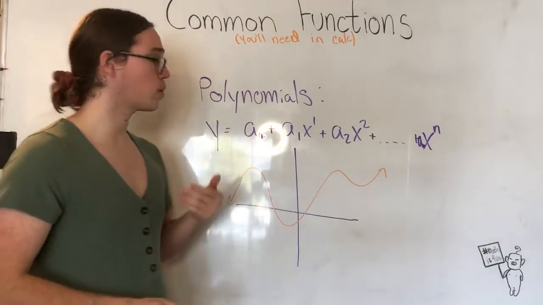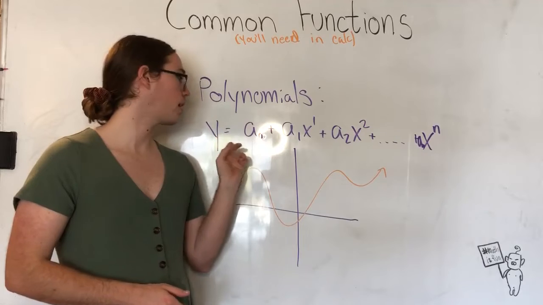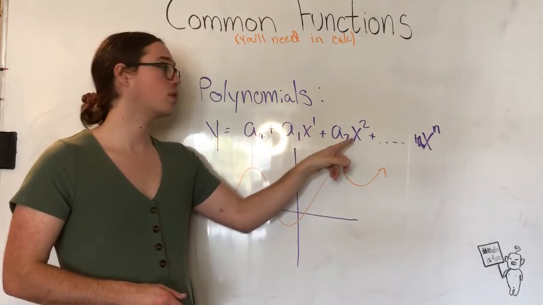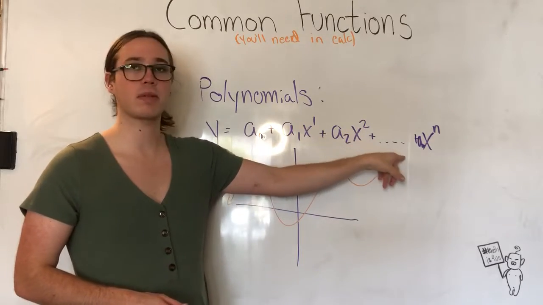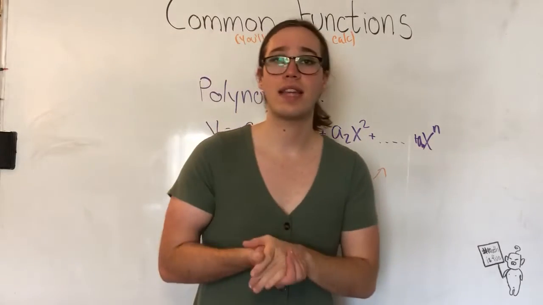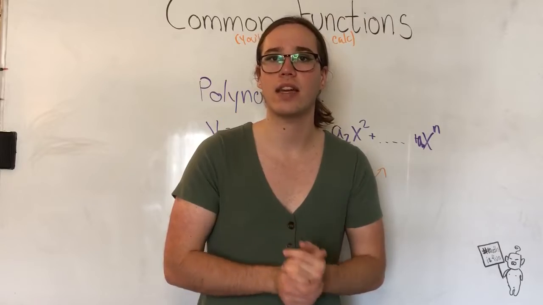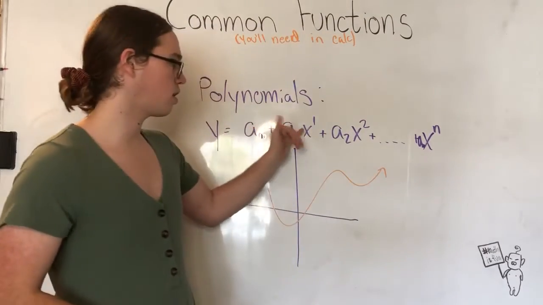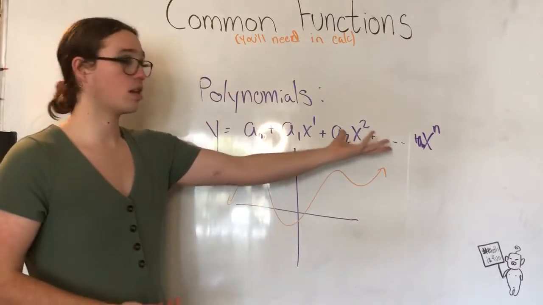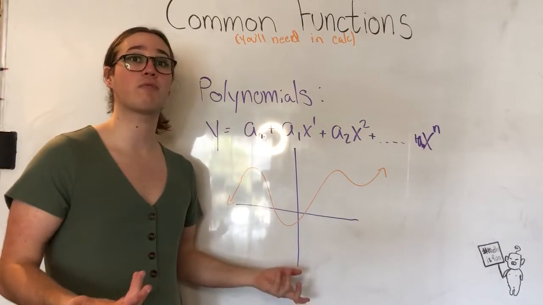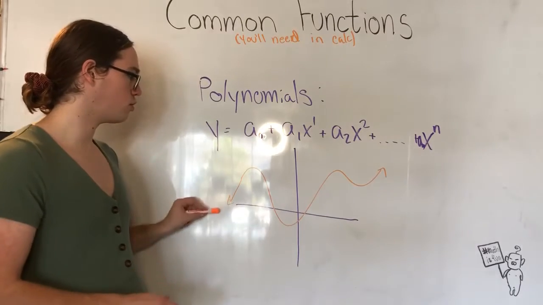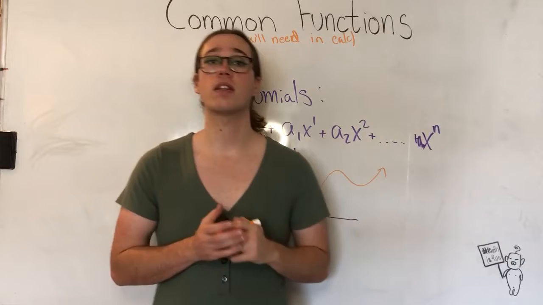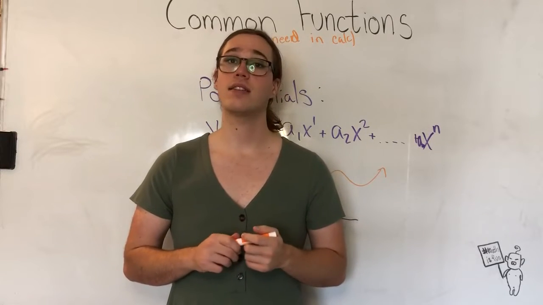So polynomials are of the form y equals a naught plus a1 times x to the 1 plus a sub 2 times x squared plus, and so on, all the way up to a sub n times x to the n, where our a's are constants in the real numbers, and our x's are our values. These look a lot like power functions, and they're an extension of power functions, and they're going to create some sort of curvy curve that is infinitely differentiable and continuous.